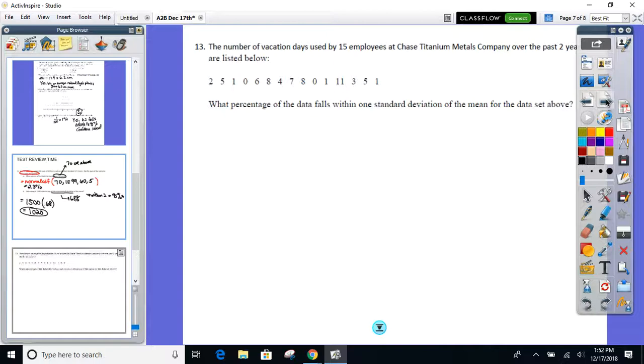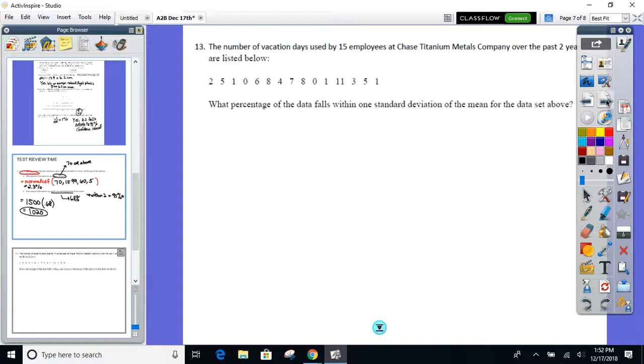Here you go. Here's the number of vacation days at the Chase Titanium Metals Company. Who would not want to work there? What percentage of data fall within one standard deviation? Oh, this is easy. It's 60%. No, it's not. Not unless it's normally distributed can I use 68% within one. So we're actually going to have to calculate.